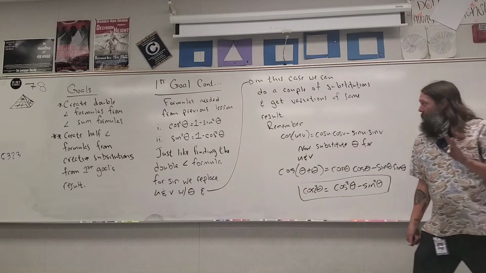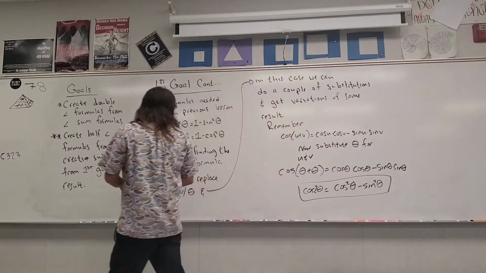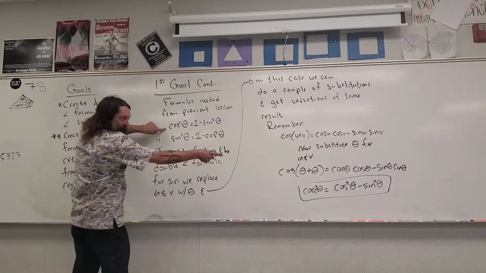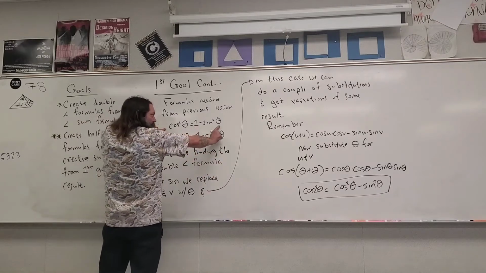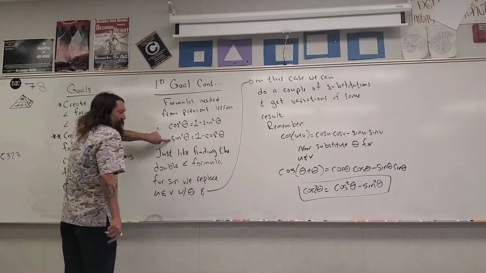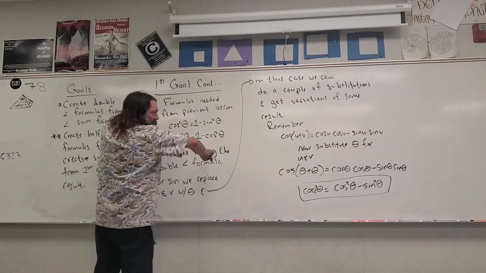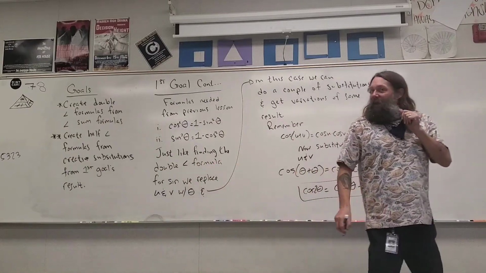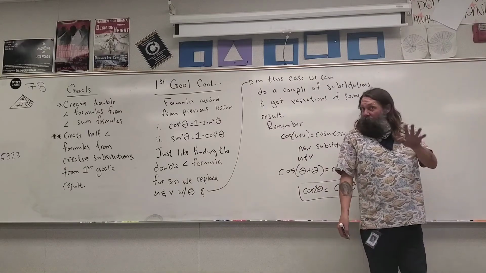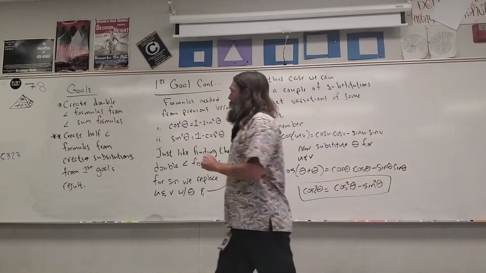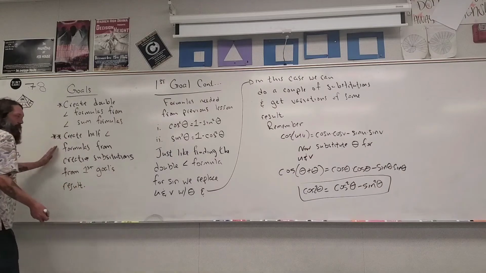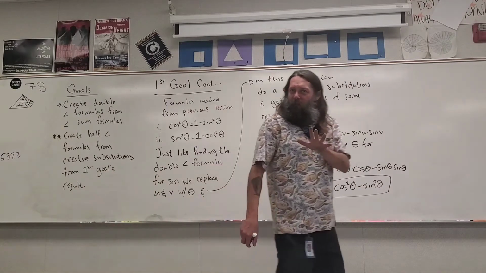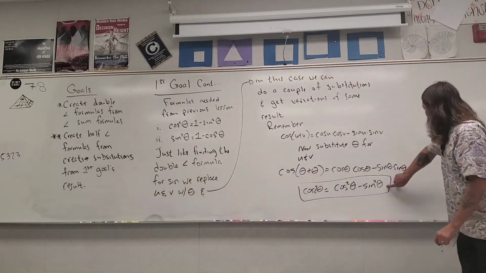But remember, I want to do a couple substitutions because I have a cosine squared theta in that formula that I can replace with this. And I also have a sine squared theta in that formula that I can replace with this. And so we'll replace it and simplify. And these are going to be the two formulas that I'm going to need to create my half angle formulas in my second goal. So hopefully I can walk you through it. We're going to start with this.